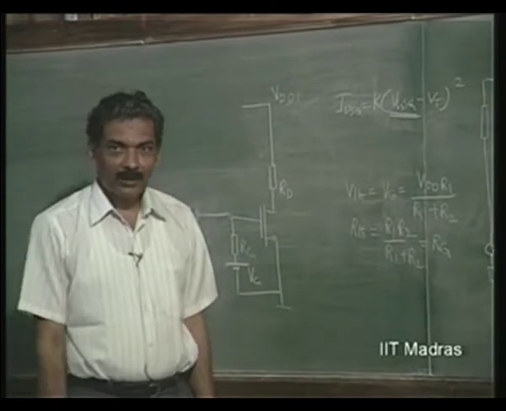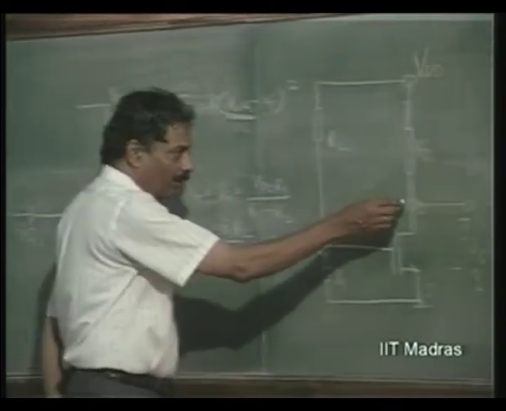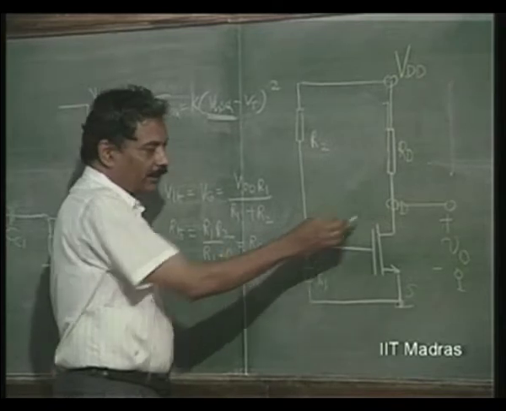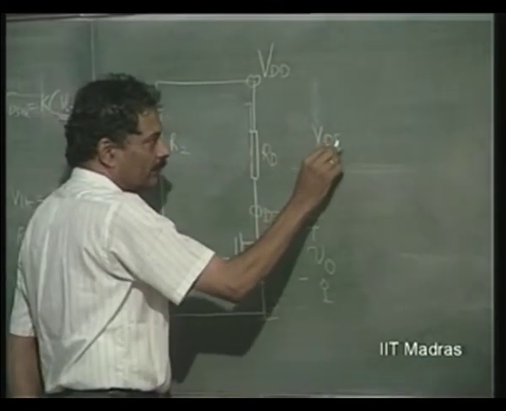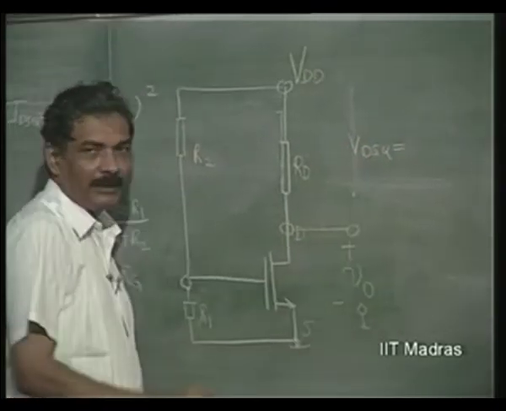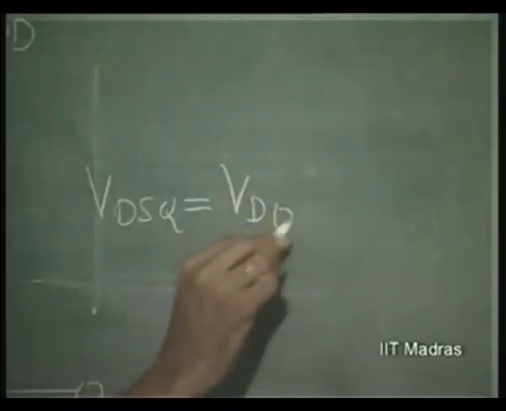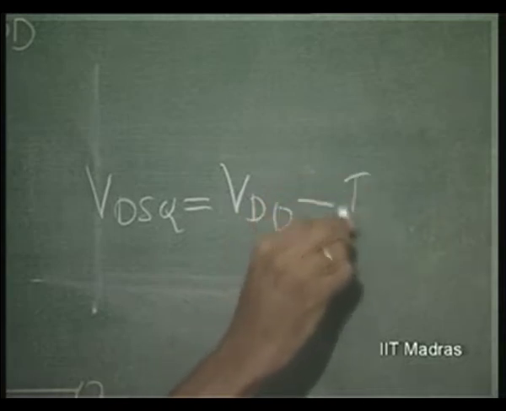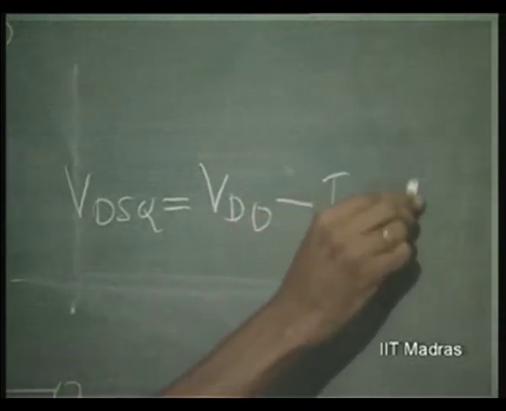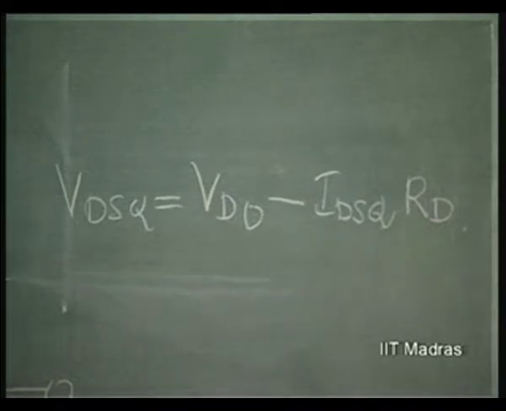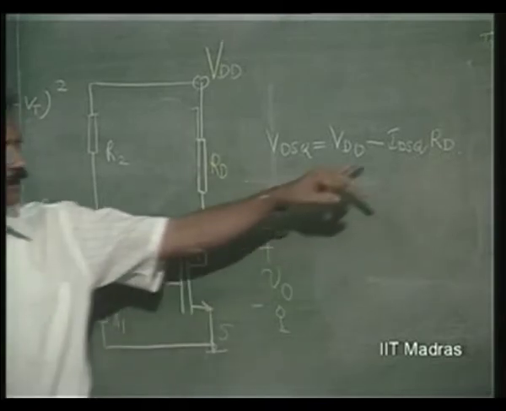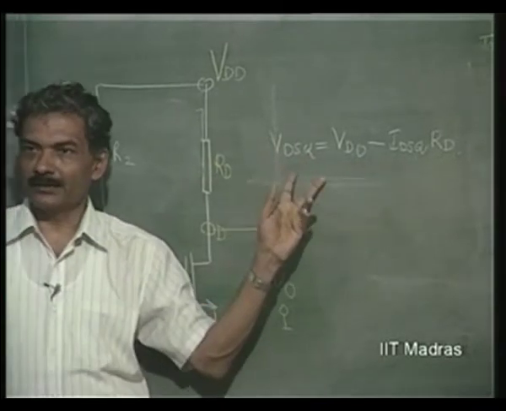So, this will cause problems. Why? Because the operating point here is important in terms of what VDSQ it is having. VDSQ is equal to VDD minus IDSQ into RD. This is the VDSQ. If IDSQ changes, this VDSQ changes.